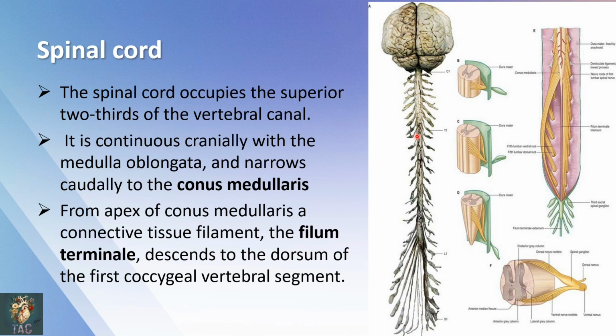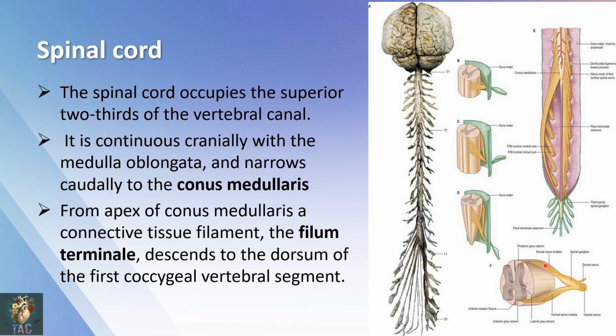So this is the longitudinal section. It occupies the superior two-thirds of the vertebral canal, starting from the lower border of the medulla oblongata till the conus medullaris. In this section, you can also see the different cross sections of the spinal cord and their nerve roots coming out. The anterior and posterior, that is ventral and dorsal, nerve roots combine and emerge through the dura mater and form the spinal nerve.